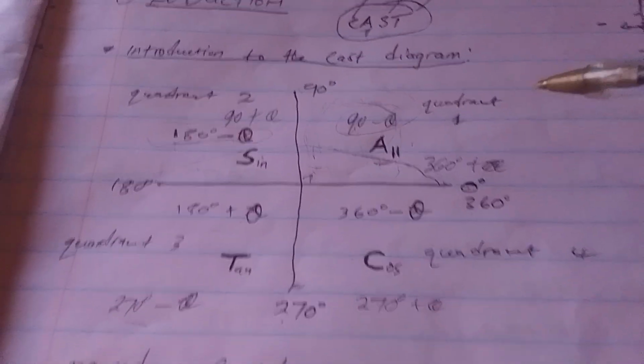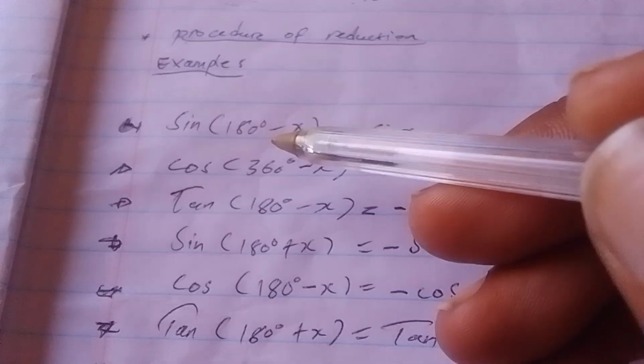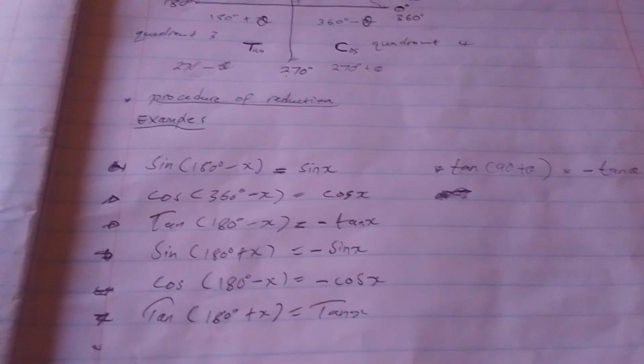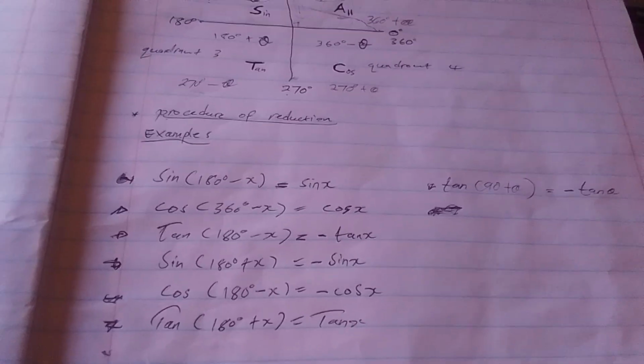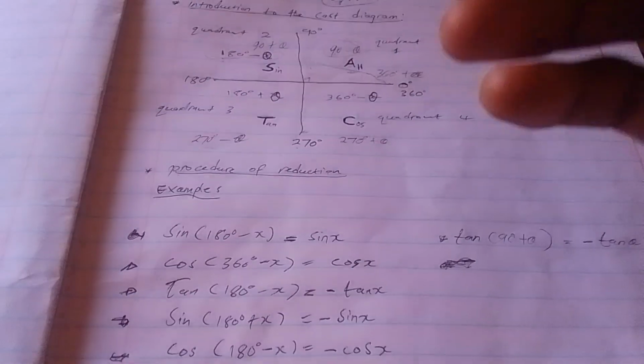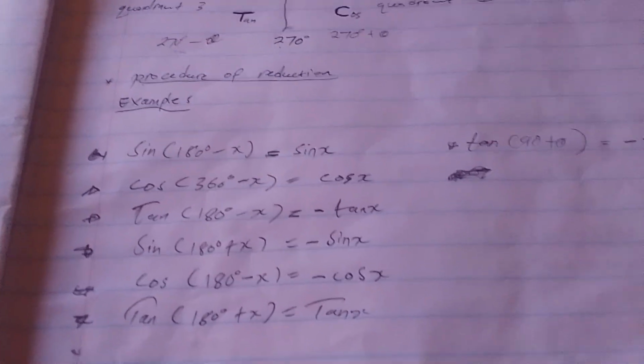Then you're going back to your CAST diagram. You're going to look for that 180 degrees minus x. That's why I'm saying you need to know all these things by heart, so that when you come to your exam you don't have difficulties remembering certain things. When you have your drawings in place, then you're good to go.